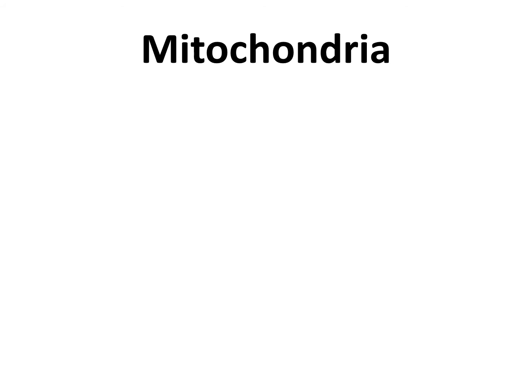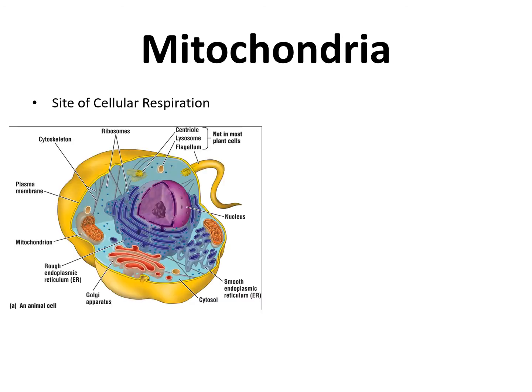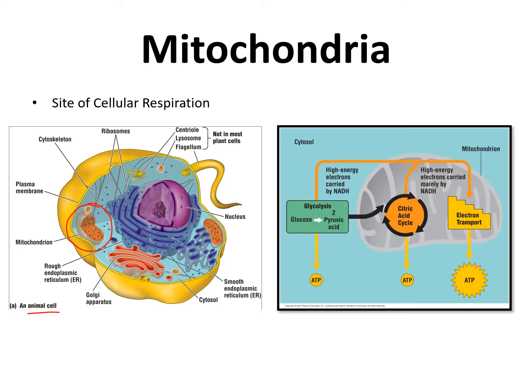Mitochondria are sometimes called the powerhouse of the cell because they are the site of respiration in eukaryotic cells. And this is a diagram of an animal cell, which is one of the types of eukaryotic cells. And if you notice, this animal cell has mitochondria in it. And the purpose of the mitochondria is to perform cellular respiration.